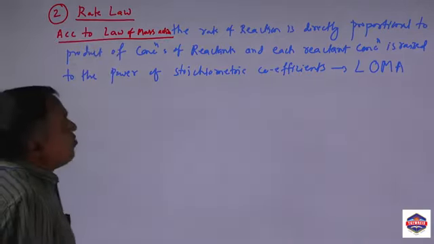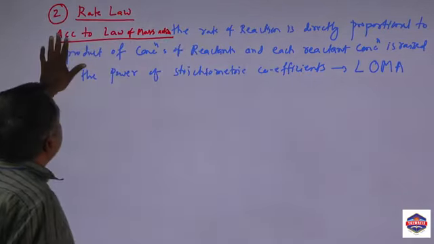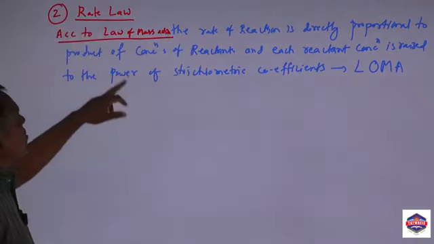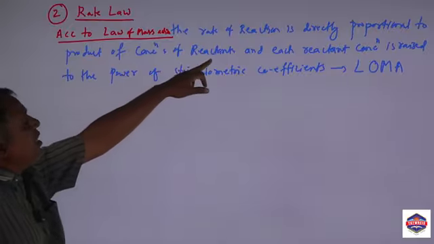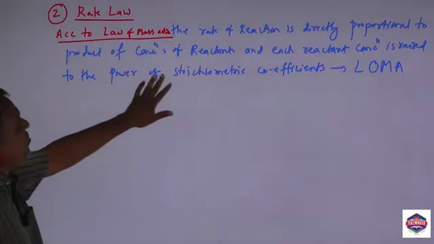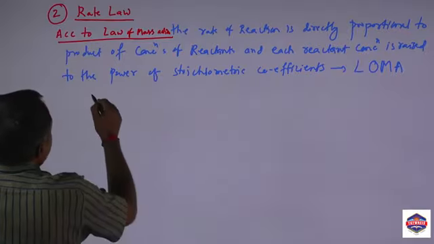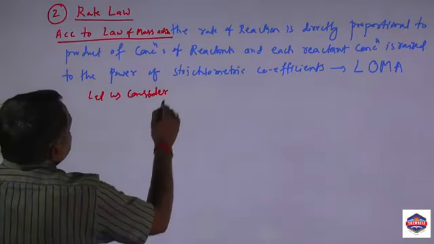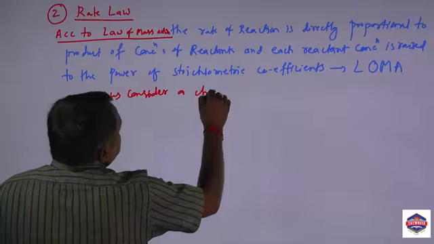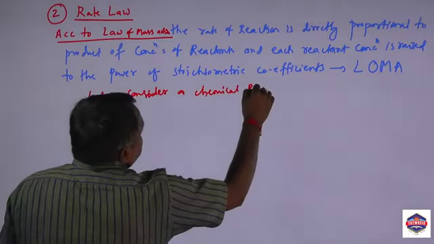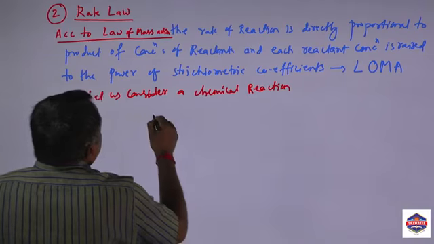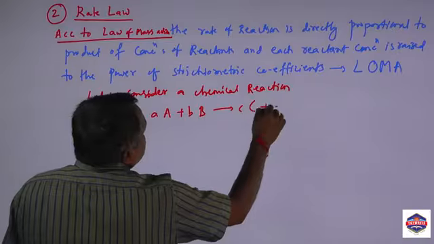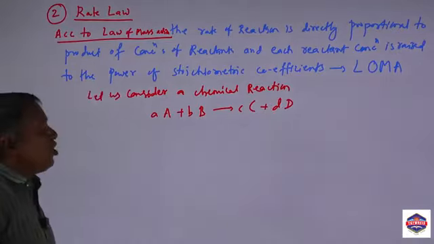Law of mass action means LOMA. So what is it according to the law of mass action? The rate of reaction is directly proportional to the product of concentrations of each reactant, and each reactant concentration is raised to the power of their stoichiometric coefficients. For example, let us consider a chemical reaction: aA plus bB gives rise to cC plus dD. This is the stoichiometric equation.